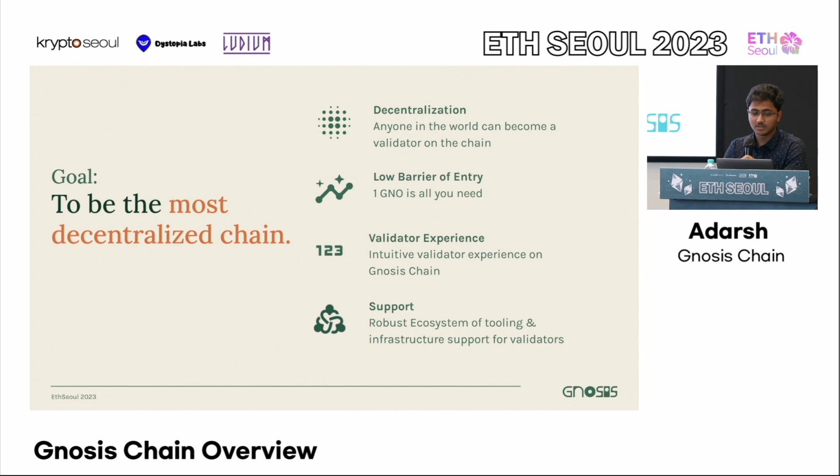Our goal, as I said, is to become the most decentralized chain out there. One of the approaches that we use there is to reduce the barrier of entry. You just need one GNO to start staking and act as a validator, as compared to 32 ETH from Ethereum. And along with that, we have dedicated channels for our validators where you can reach out for any issues, and we reply promptly.